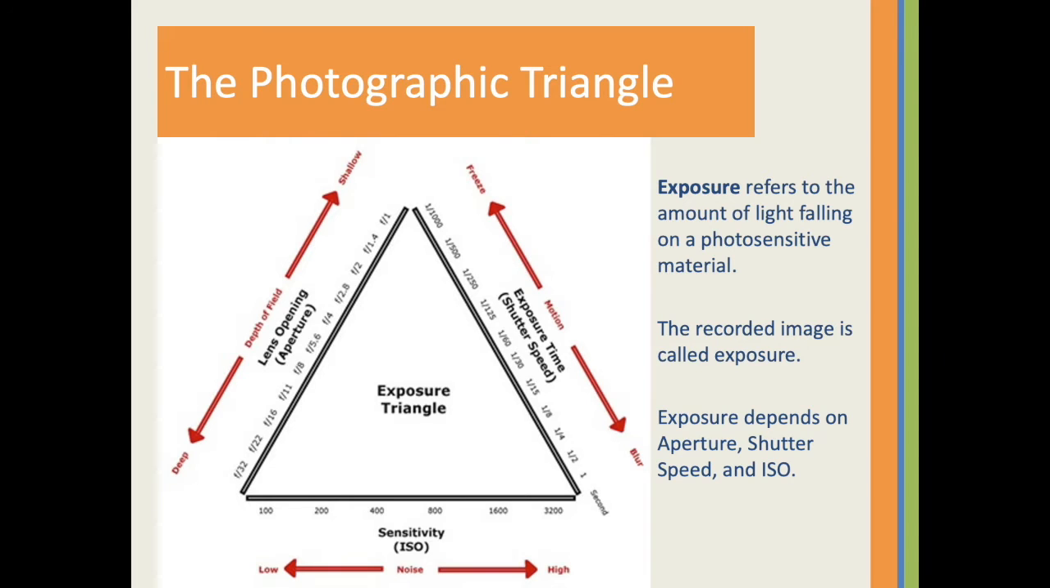The next very important concept is the photographic triangle. A correct exposure is a combination of three important factors. The first one is aperture, which is the lens opening. The second one is shutter speed, which is the exposure time. And then we have the ISO, which is the sensitivity of the sensor or the film.